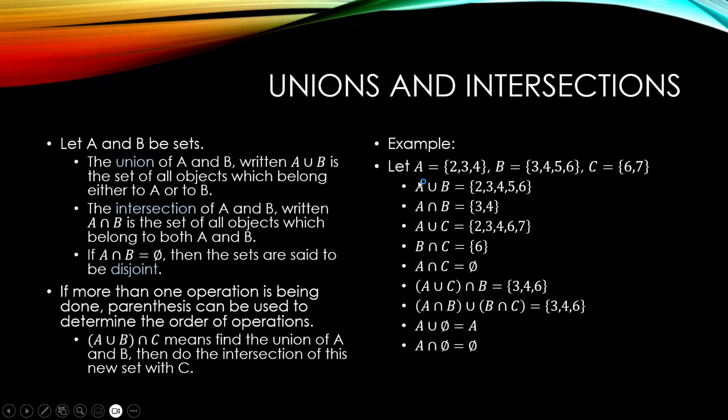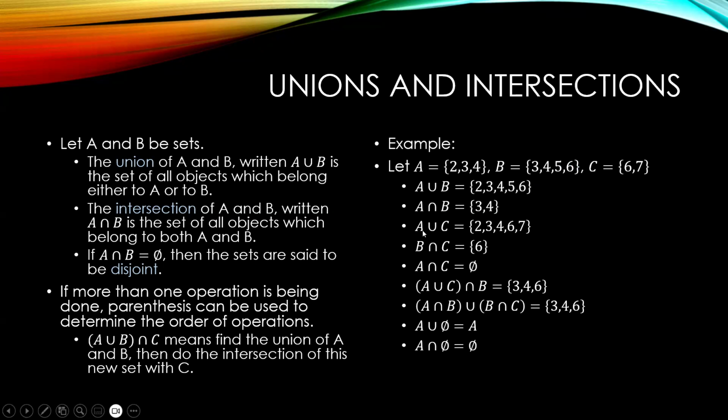And here's an example. Let A be {2, 3, 4}, B be {3, 4, 5, 6}, and let C be {6, 7}. Then A union B is going to be {2, 3, 4, 5, 6}, because it includes everything from both of these: you have to have the 2, 3, 4, and the 5, 6. The intersection is saying, what do A and B have in common? Well, the elements A and B have in common are 3 and 4.